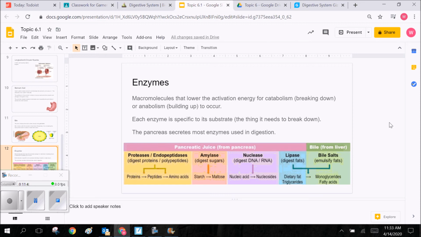and then lipase, which will digest fats, and bile salts, which will help with that, so we can turn these big triglycerides, if you remember those three-tailed beasts of lipid molecules, into monoglycerides. So basically, enzymes are going to be the last step after the macro breakdown has happened. They're going to break these molecules into their micro components.